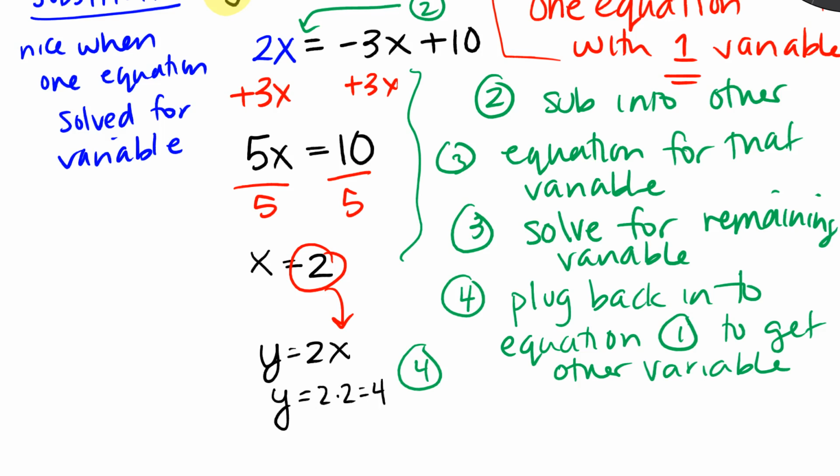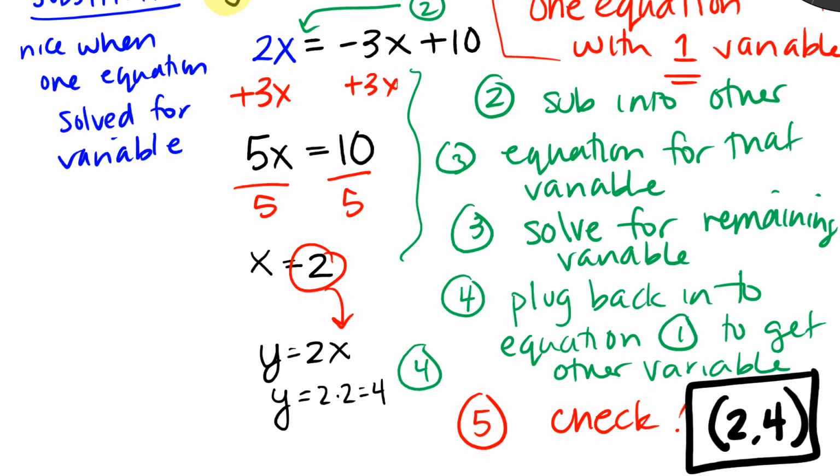And then if you wanted a step 5, what you should do last is check, right? But we already checked this because we did this in another method already. So this looks good. And then make sure that you do write your final answer as an ordered pair. Boom.